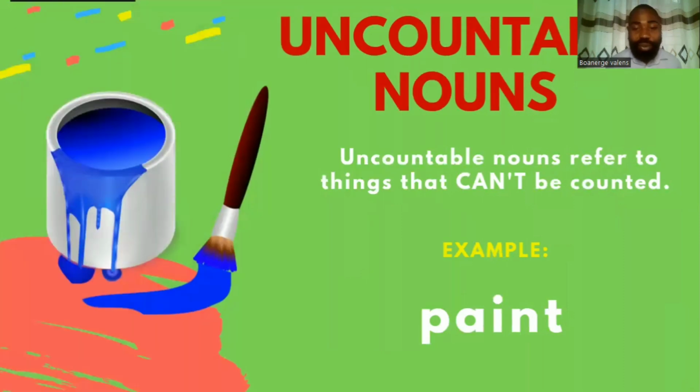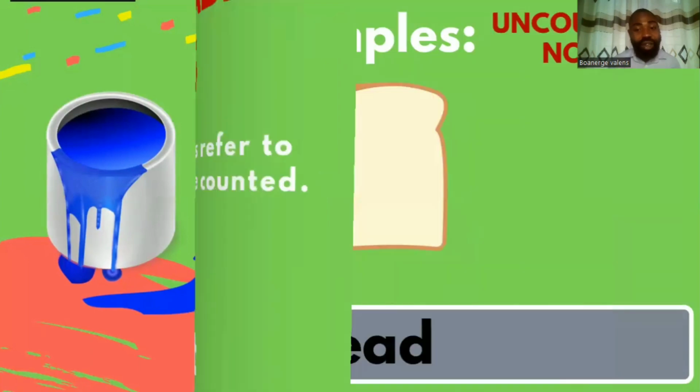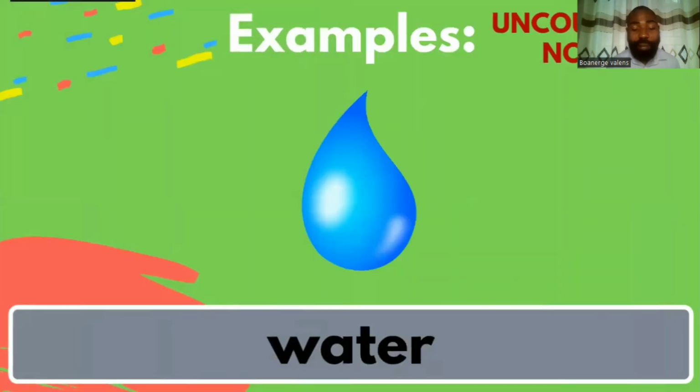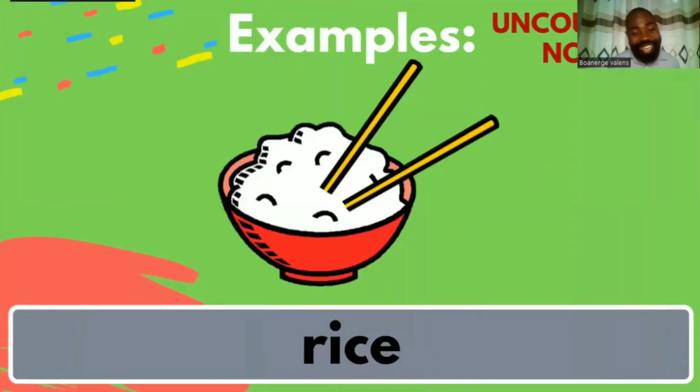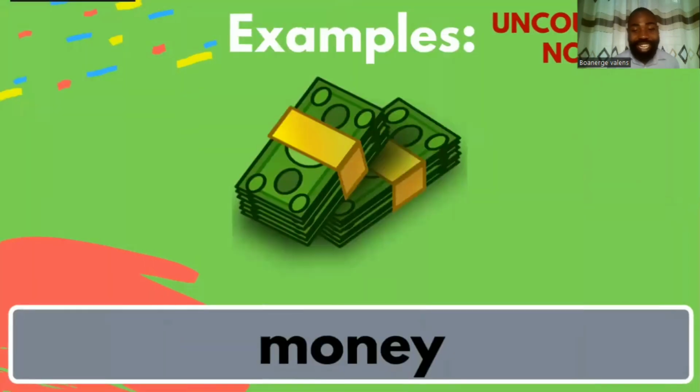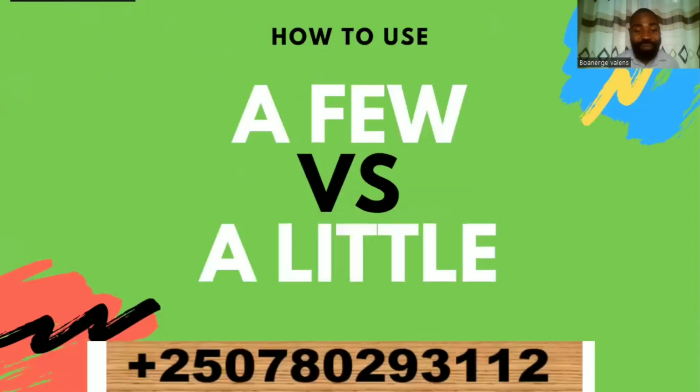Now let's look at uncountable nouns. Paint. We have bread, we have water, and rice. We have money. That is English. Now you know it.